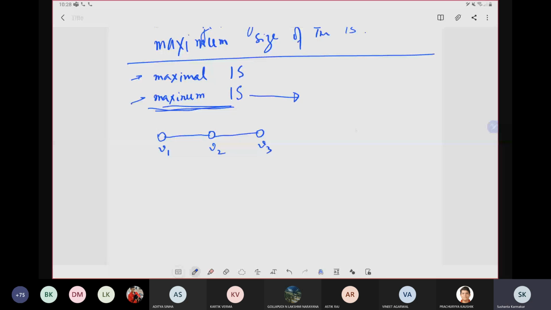So what I can do is take this vertex V1 as a starting point. As soon as I take V1, I cannot take V2 because V2 is a neighbor of V1; it will not give an independent set. But I can take V3 because V3 is not attached to V1. So one possibility is I declare that V1, V3 is the independent set. The other possibility is I take V2 only.